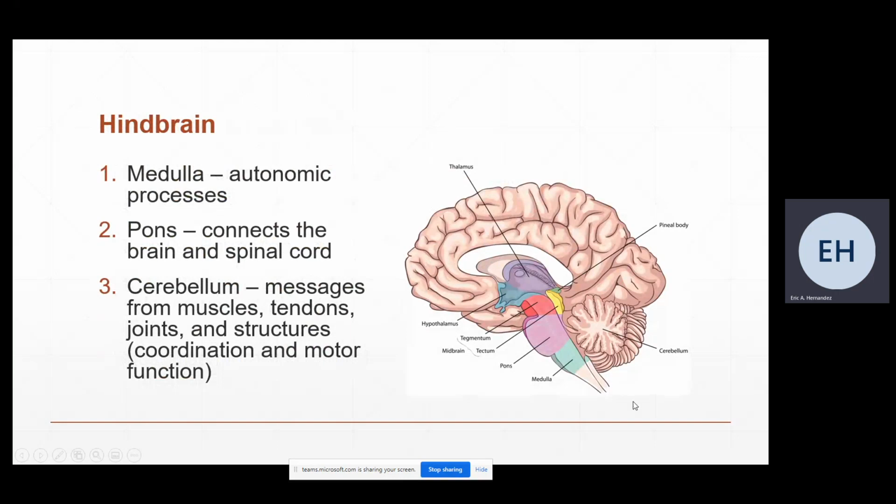So the hindbrain, this is what I was talking about. Damage to these structures, your medulla is responsible for your autonomic processes, things you don't have to tell your body to do, like your breathing. We don't have to tell our body to breathe. Our body does that by itself. So if our medulla gets damaged, or our pons, which connects our brain to our spinal cord, and remember, we have a central nervous system that relays all the information from our brain to the rest of our body. If that gets damaged, oftentimes the outcomes are not very good. Cerebellum sends out the messages from our muscles and tendons to the joints.